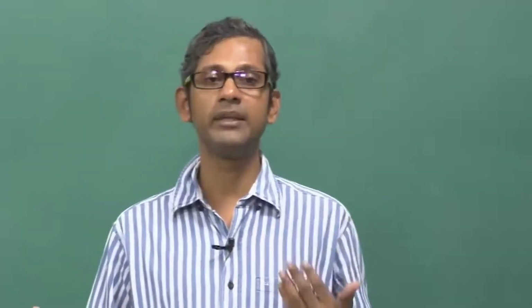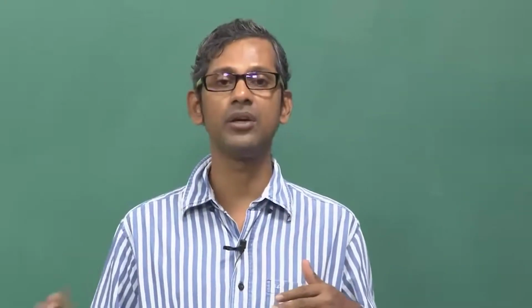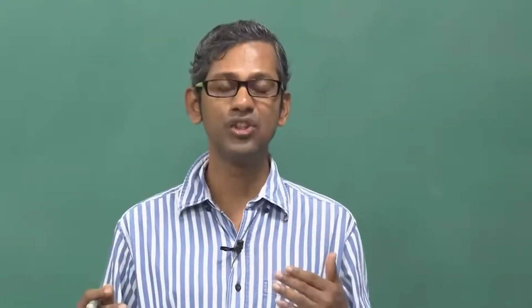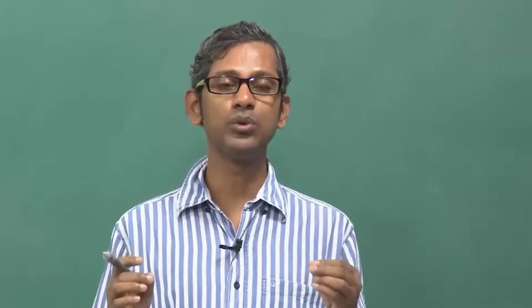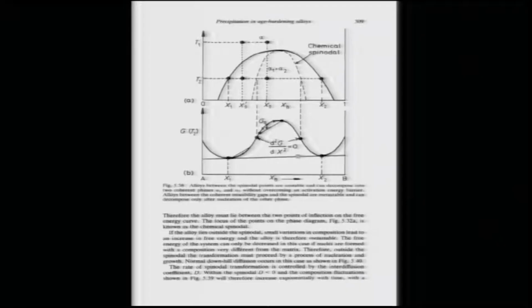that the double derivative of G with respect to x equals 0. That means the curvature of the free energy curve is 0. If I do this kind of analysis for every temperature, as done here for temperature T2, you will get these 2 points, which are defined by the equation double derivative of G with respect to x equal to 0, and then you can generate the chemical spinodal. This is what the chemical spinodal is.